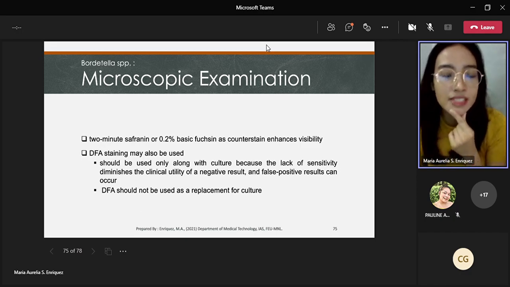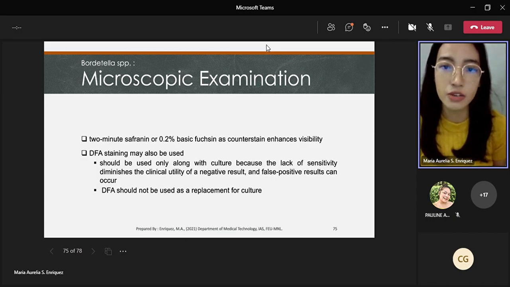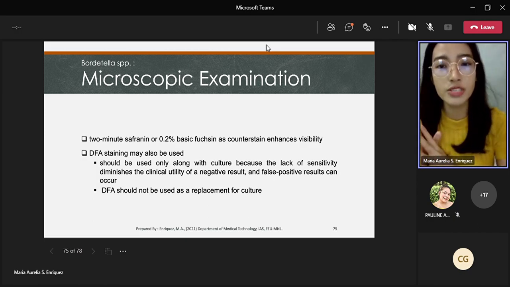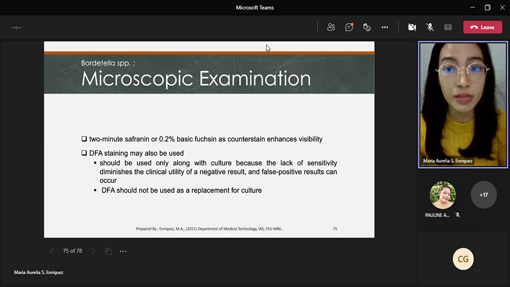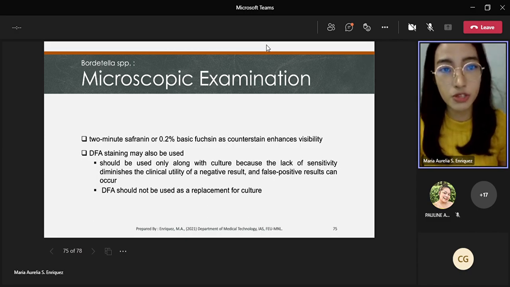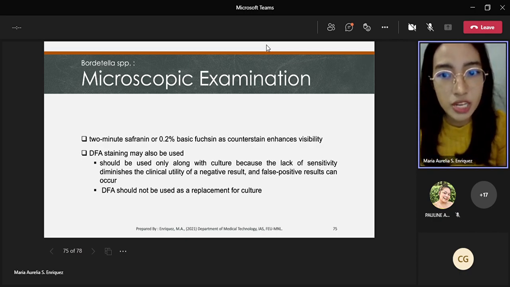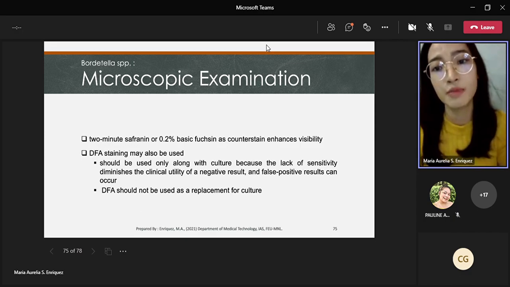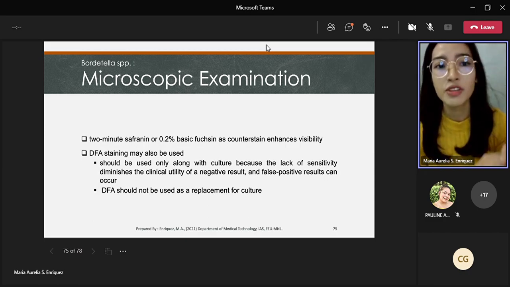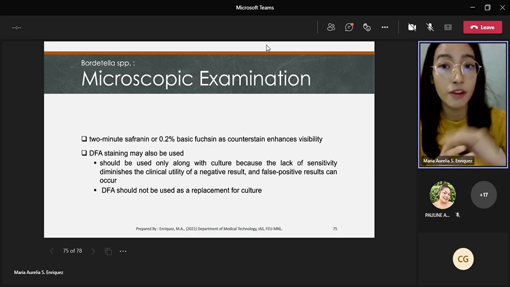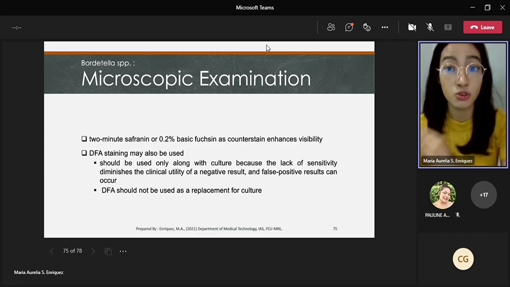All right, let's proceed to microscopic examination. In gram testing, extending the time of contact with safranin for up to 2 minutes or using 0.2% basic fuchsin may be used as a counterstain to enhance the visibility of the organism. So for us to be able to observe Bordetella species, i-modify natin yung staining procedure. Other methods would be direct fluorescent antibody method, and this may also be used but should not be considered as a replacement for bacterial culture. Okay? So pwede naman tayo mag-DFA pero mas preferred pa rin kung Bordetella species yung gusto nating i-observe, mas preferred pa rin po that we proceed to culture.